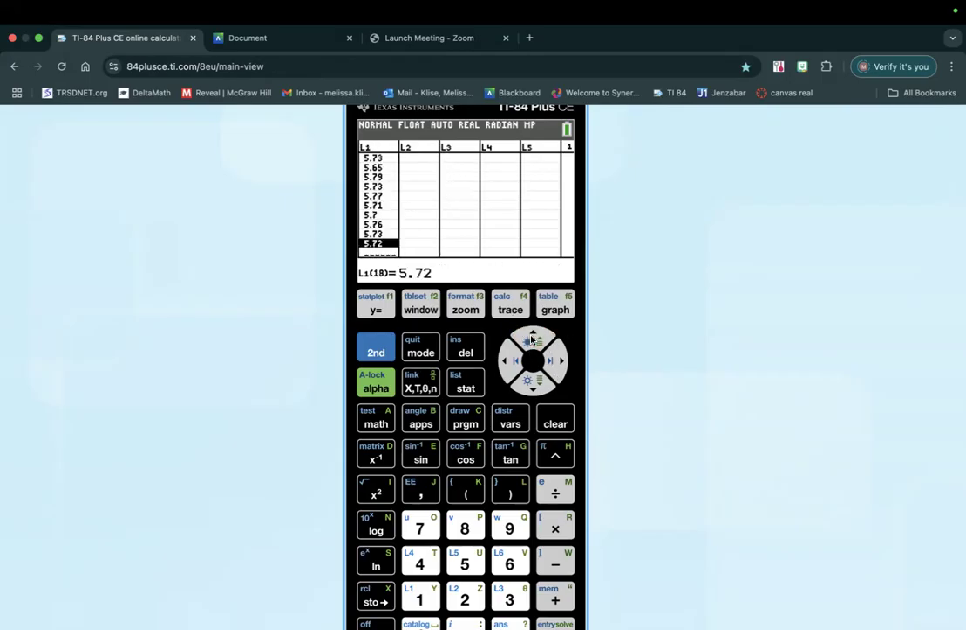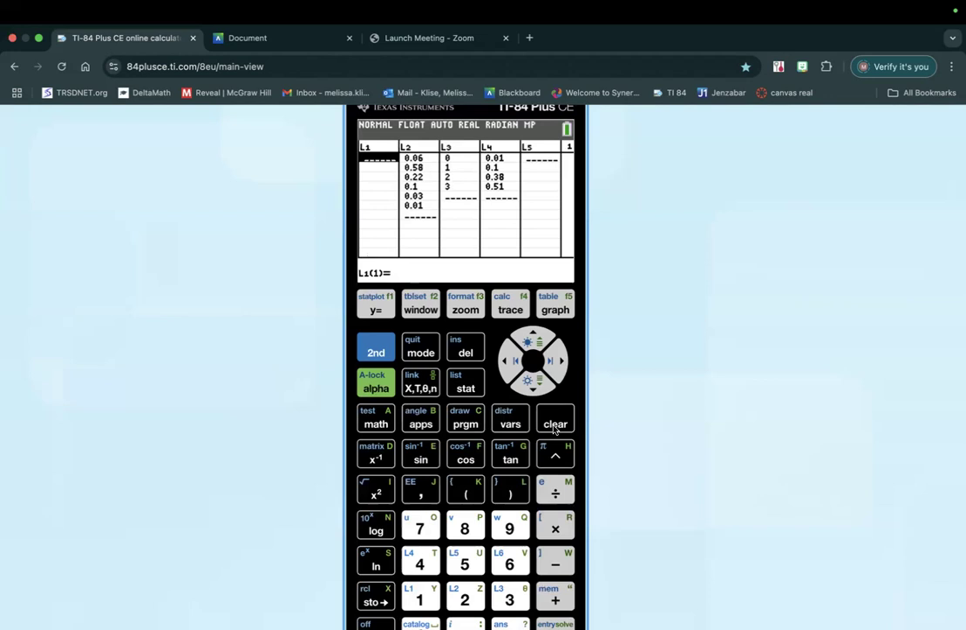The top one will arrow up. Arrow all the way up. I went too far. Okay. Arrow up until the L1 is highlighted. And then hit clear, enter. Do not hit delete. Hit clear, enter.